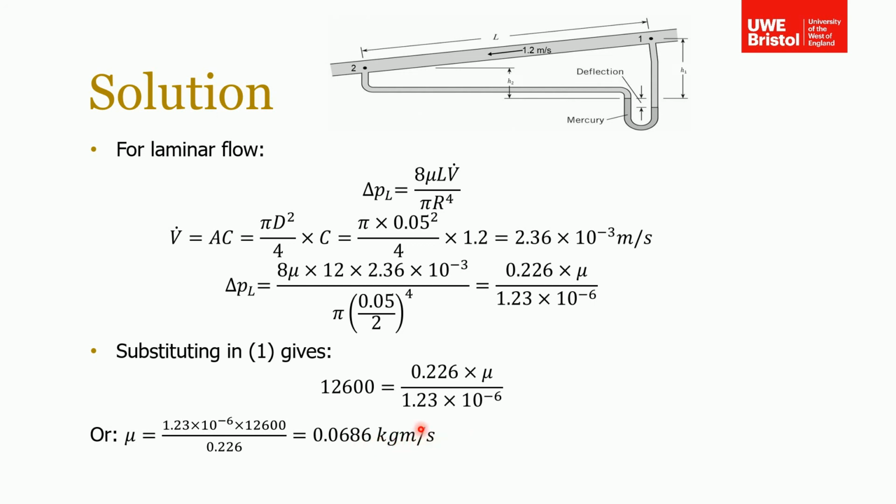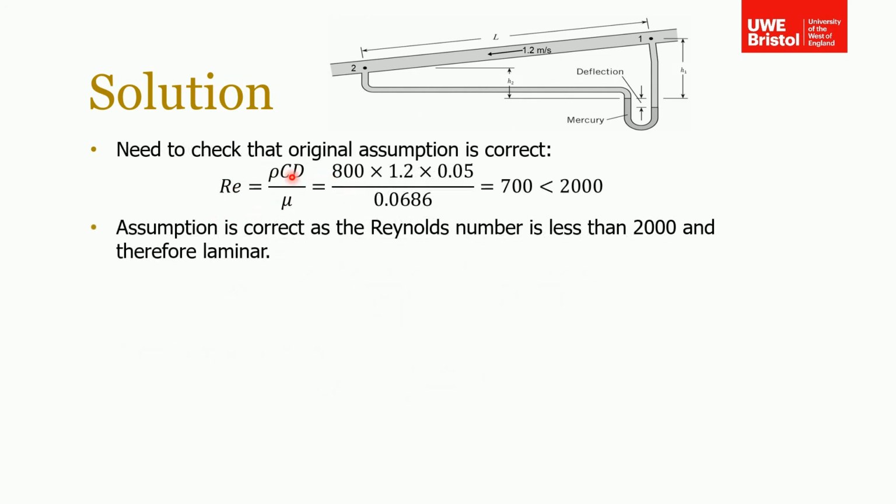And again, now we've got to the end, that's our answer, that's what we were asked to find, but it's still not the answer at the end of the problem, because to get to this solution, we made the assumption that the flow is laminar, so we now need to go back and check that that original assumption was correct. We do that with the Reynolds number, so we plug the values into the Reynolds number that we found. That gives us a Reynolds number of 700, which is less than 2000, and therefore the assumption that it was laminar is correct.